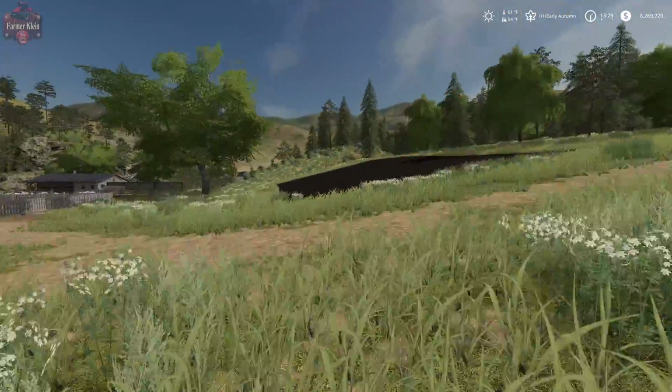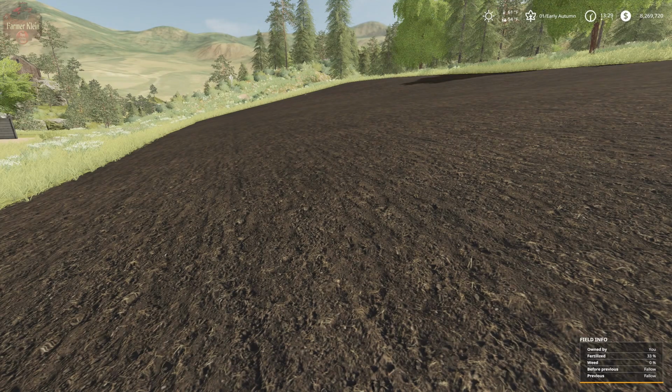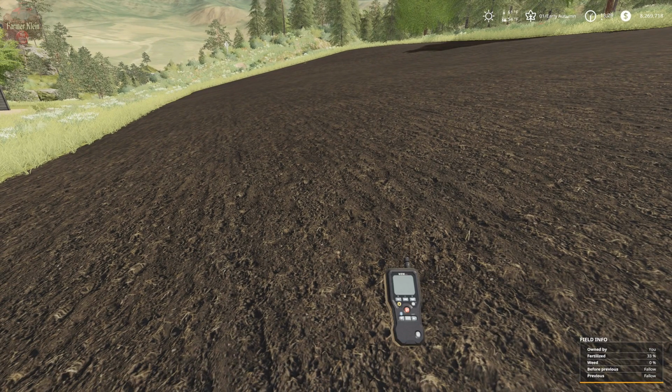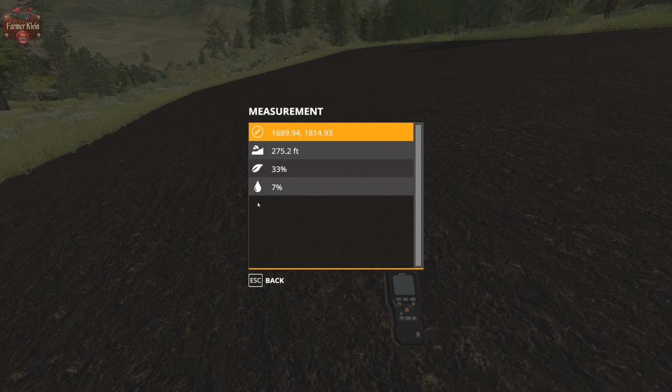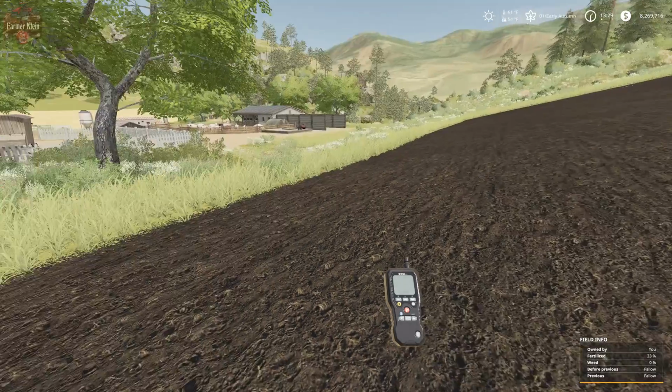Go over here to our fallow land. You see, we're just going to get information related to fertilization and ground moisture.